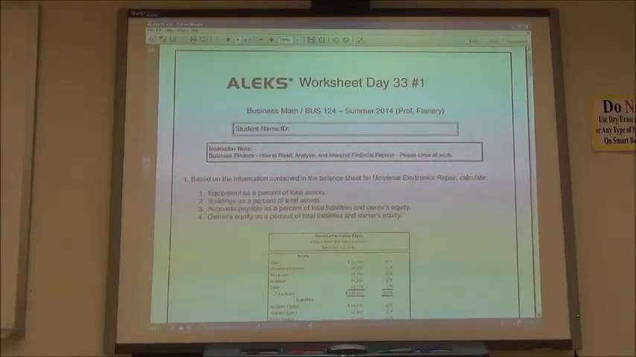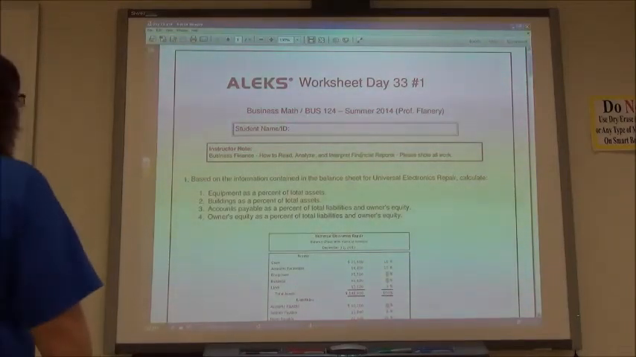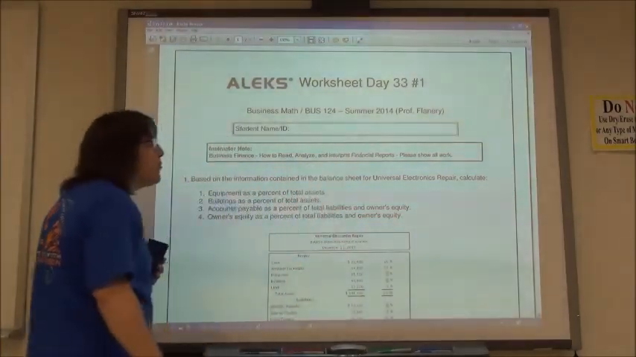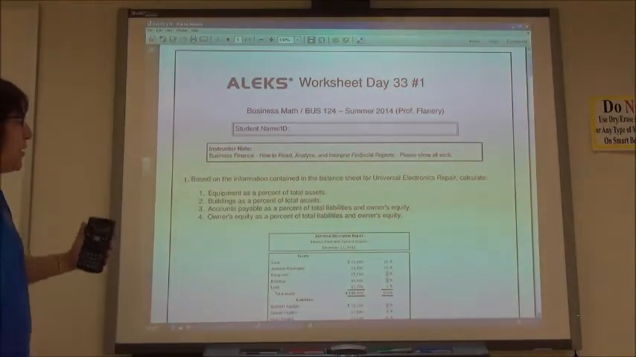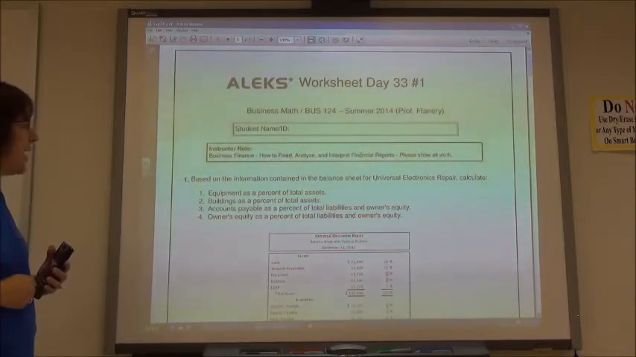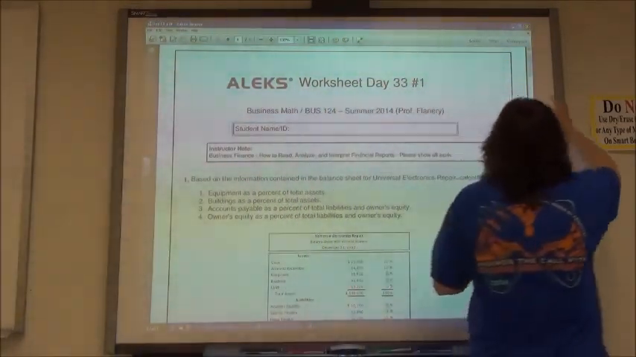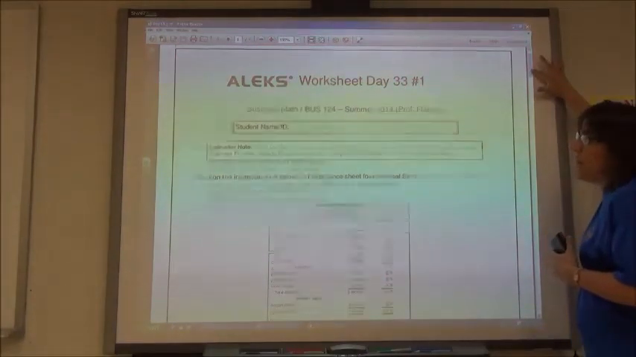All right, worksheet day 33 for business math, business finance, how to read and analyze and interpret financial reports. So continuing on, again, we'll only have a couple kinds of questions because these tables take up a lot of space, and Alex doesn't like me having too many things in one thing.